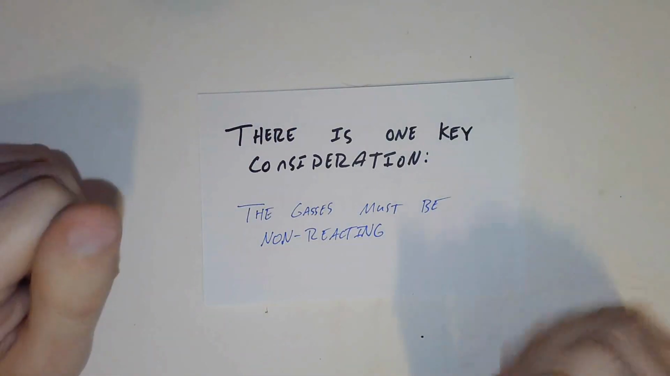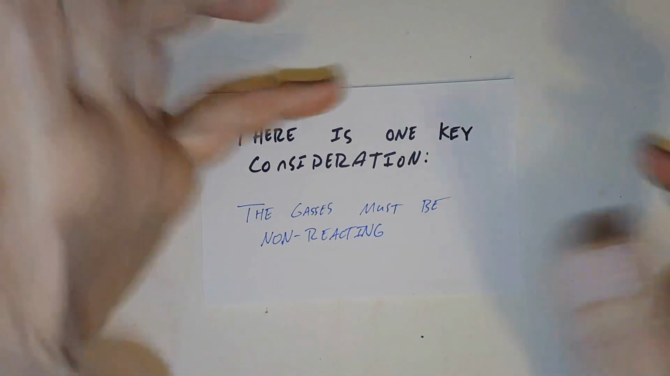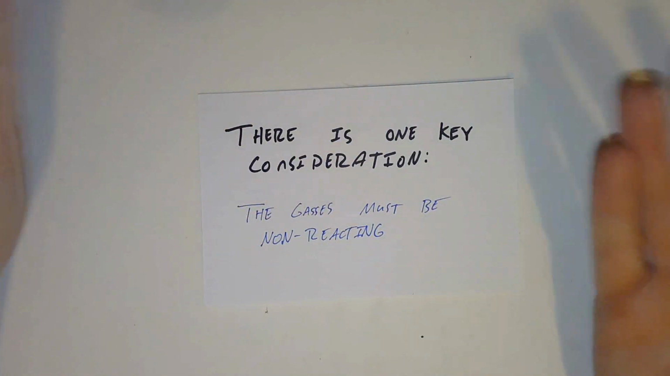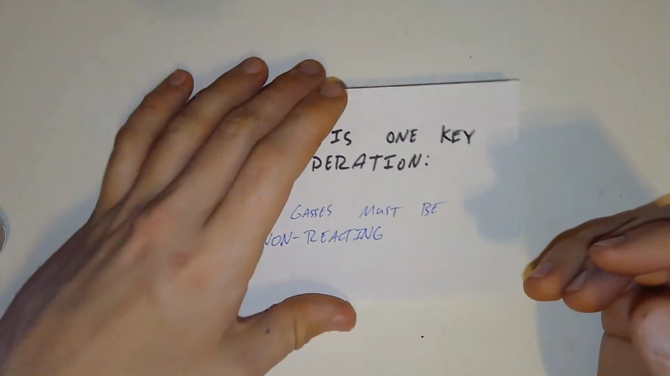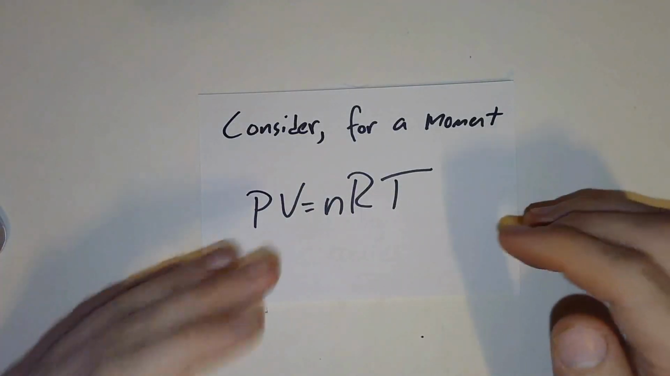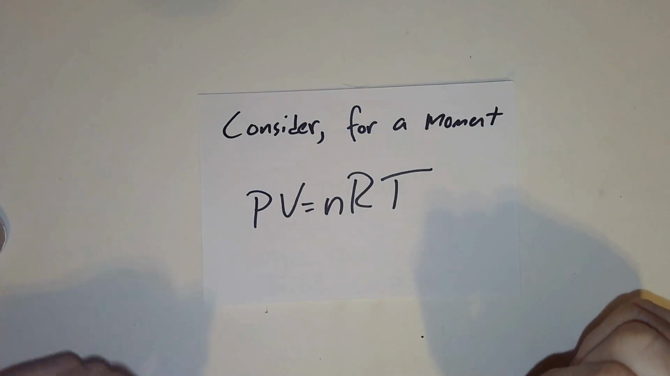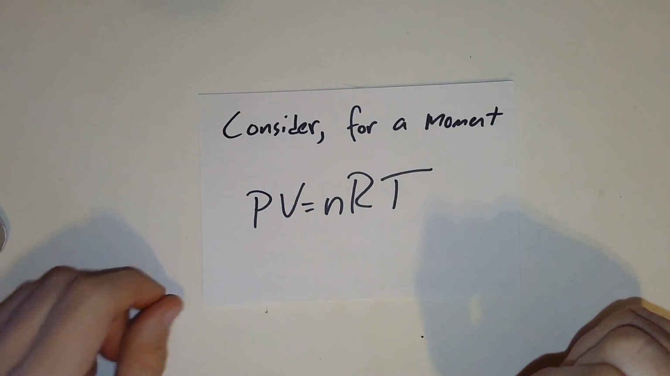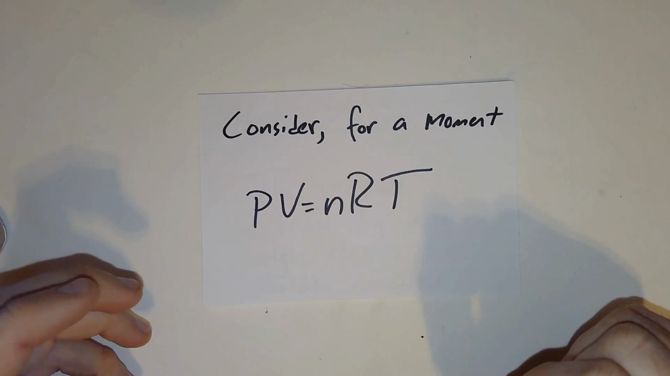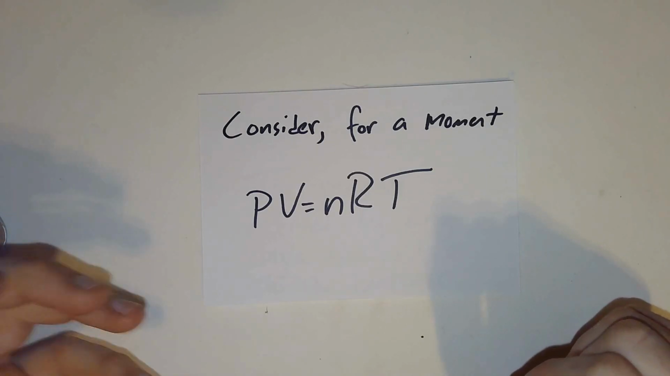All right, if our gases can't react with each other, we're basically saying we have two different gases sharing the same space, right? That's really the consideration we're trying to have right now. And so if that is the case, then we can come back to our friend PV=nRT for a second and say, well, what are we trying to find? Or put another way, what's not changing?